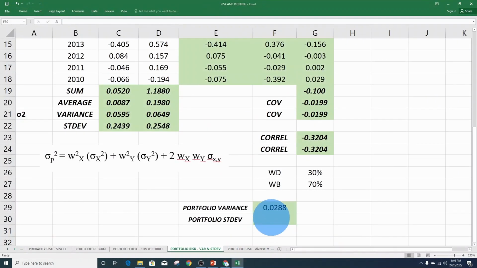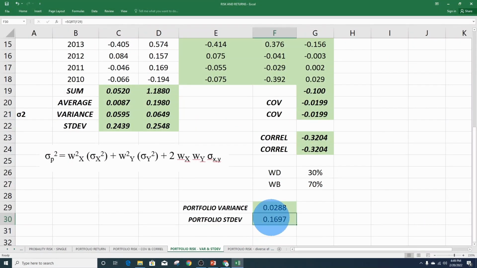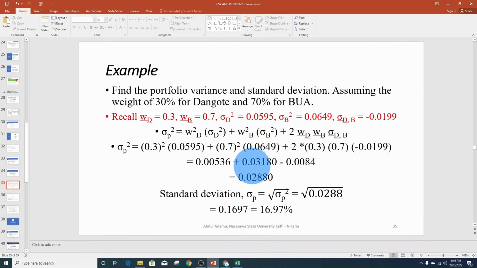So the standard deviation is the square root of that, equals to SQRT, that is square root of this value. Enter 0.1697. That confirms our value. So that confirms our portfolio variance. So we can see that is how we do the portfolio variance and portfolio standard deviation.